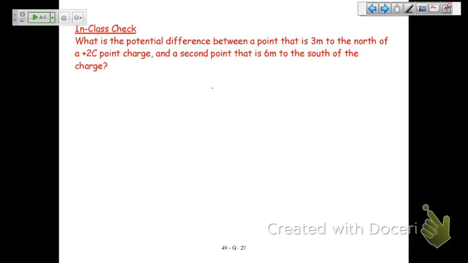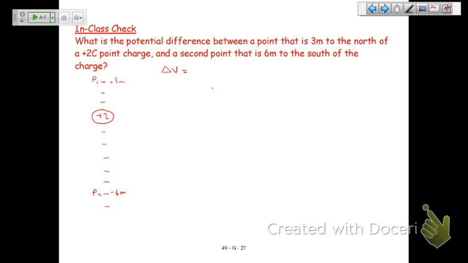So we say, what is the potential difference between a point which is 3 meters to the north? So here I go, plus 2, 3 meters to the north, 1, 2, 3. There's my P initial of a 2 coulomb charge, and a second point that is 6 meters to the south. 1, 2, 3, 4, 5, 6. There's my P2. This is plus 3 meters. This is minus 6 meters, and I want to find my change in potential.